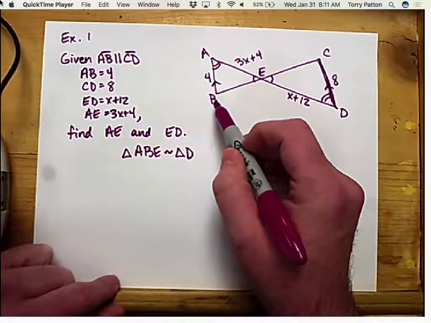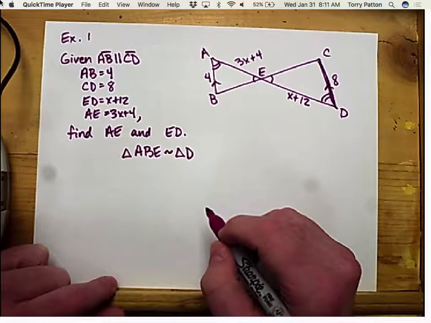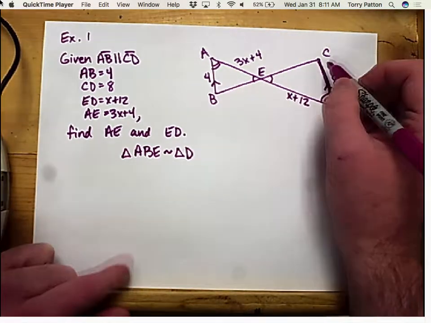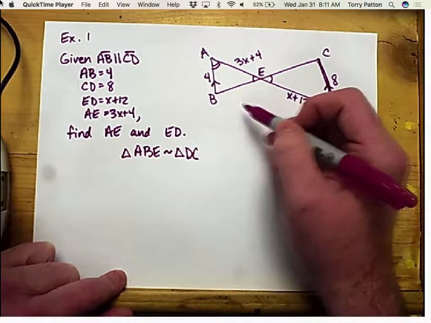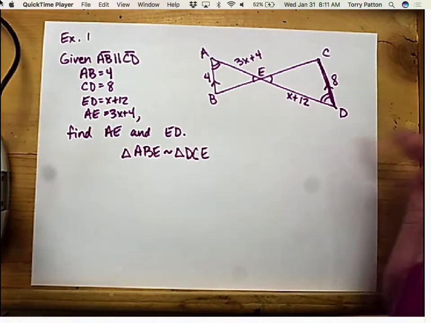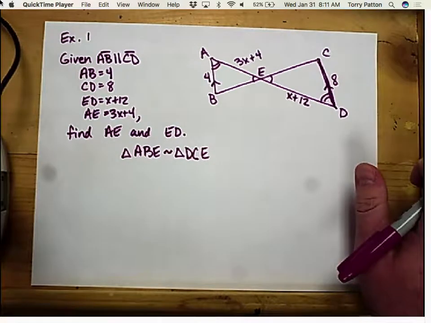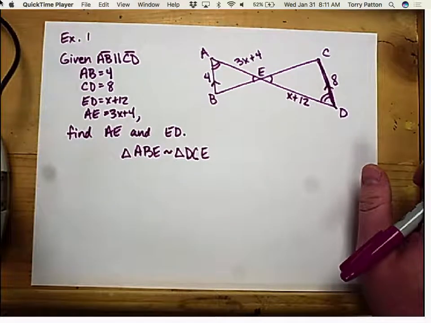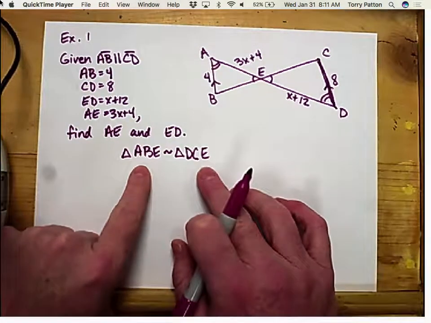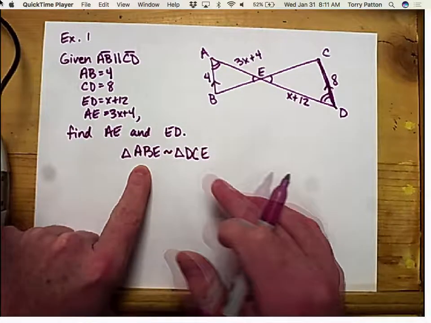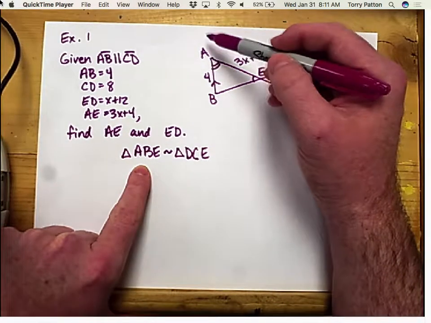B on this triangle is what on the other one? C. It's the angle with nothing on it, so it'd be the angle with nothing on it here. And then E on this triangle is E on that triangle. Now, just because a letter is on both triangles doesn't mean it corresponds to itself, but in this case, it did. Okay? The reason we can do that now is look at the sides we have.